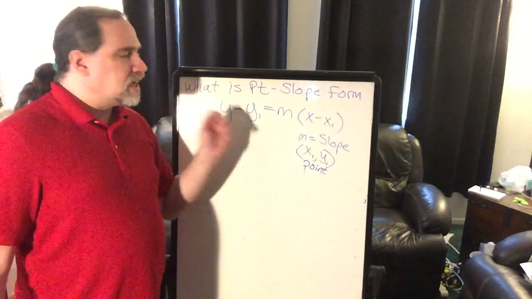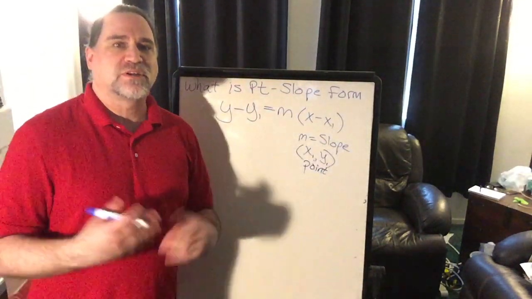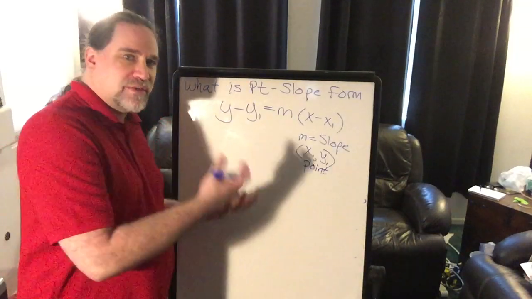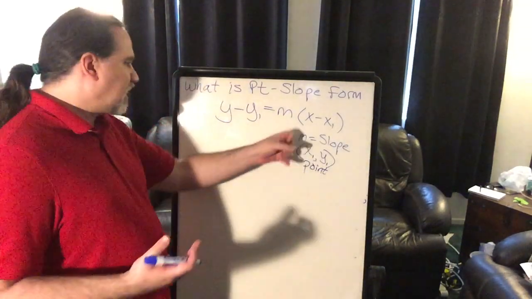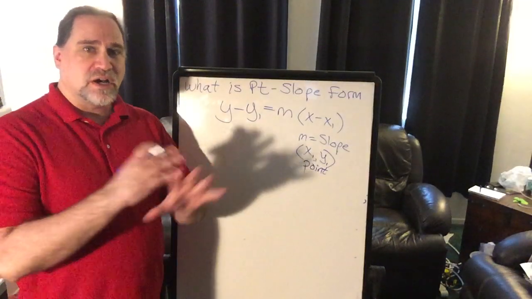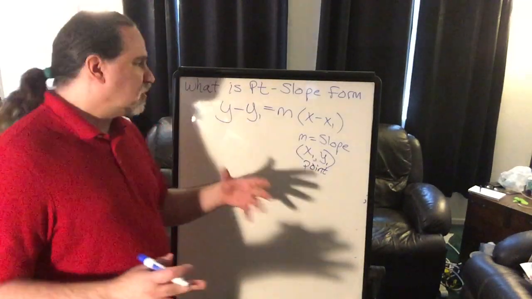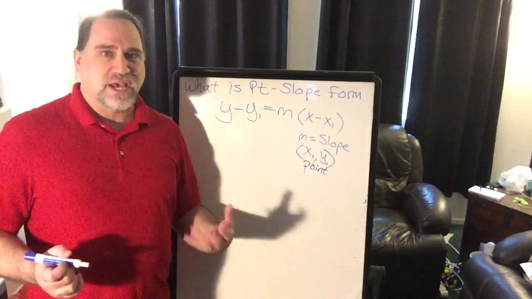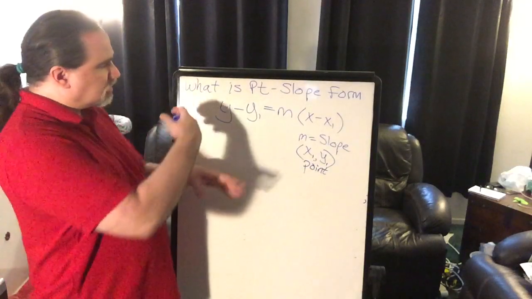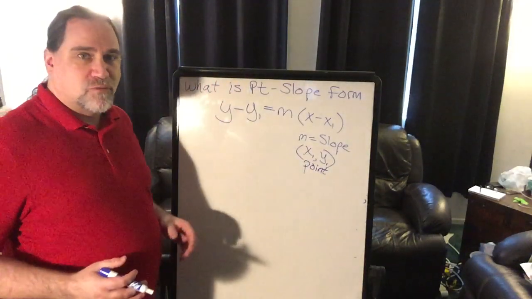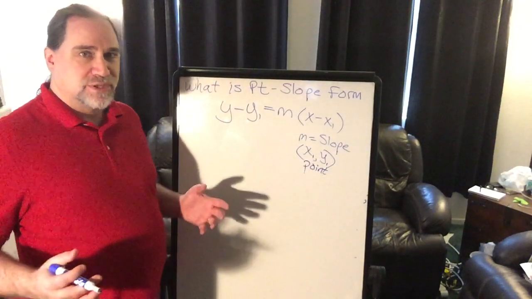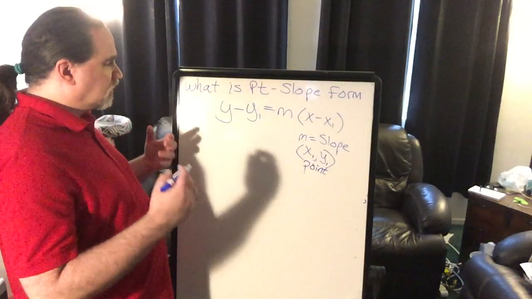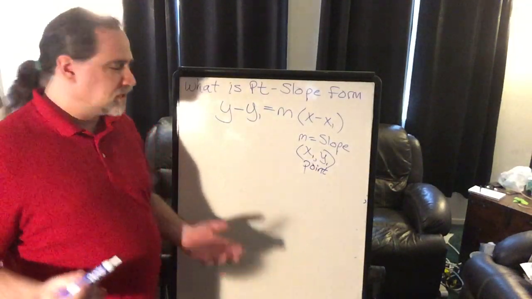The x and the y represent all the points that are on the line represented by this equation. So those are always going to stay as x and y. This is the generic form of the linear equation in point-slope form. What would it look like if we put in some actual numbers?